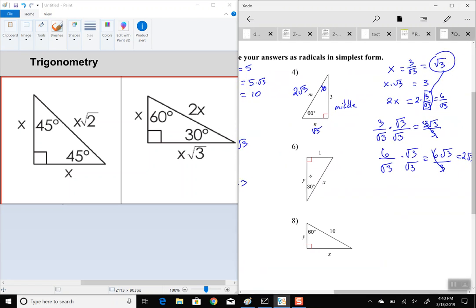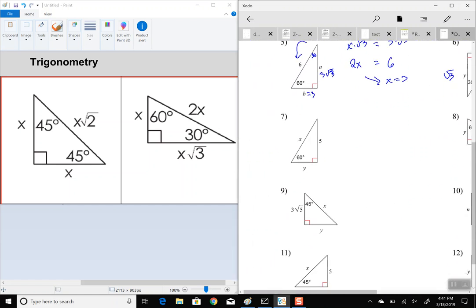On this one, again, I got a 30 and a 90, so this must still be a 30, 60, 90 triangle. I'm going to set up my ratios, the smallest, the next biggest, and then the biggest. And I was given the smallest side as 1. So that means that the next biggest side, if x is 1, is 1 times square root of 3, or just square root of 3. And then 2 times 1 is 2. So the biggest side, the hypotenuse, is 2. And the next side is square root of 3.